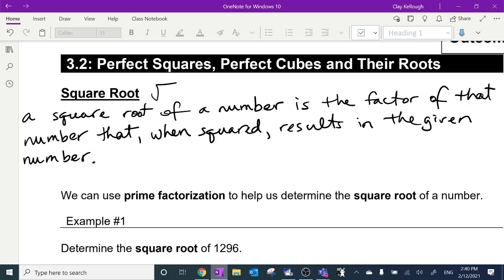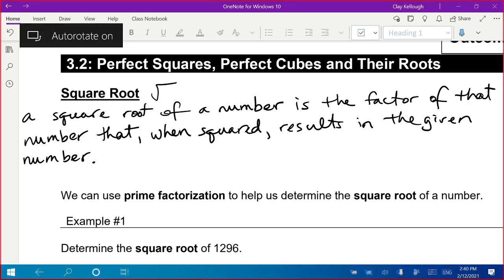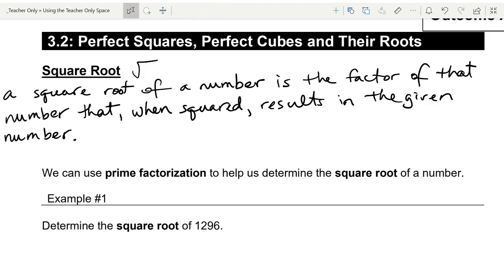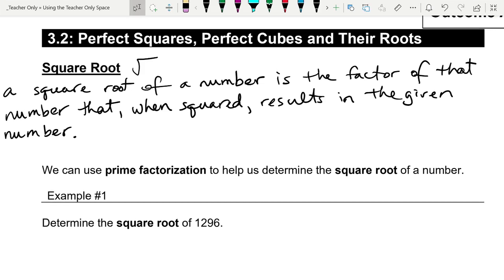Okay, so we just got started on lesson 3.2. If you're watching this on video, you can just pause the video and catch up. A square root of a number is the factor of that number that, when squared, results in the given number. So that's what square root means as a noun. A square root is a number. But of course, square root can also be a verb, right? I can do square rooting. You can use it as an action word.